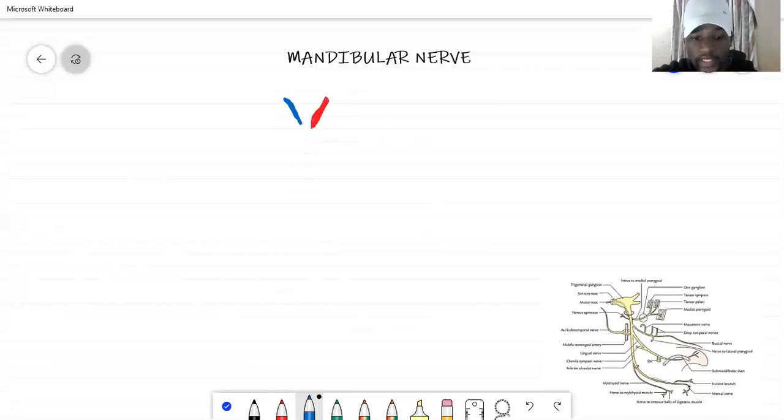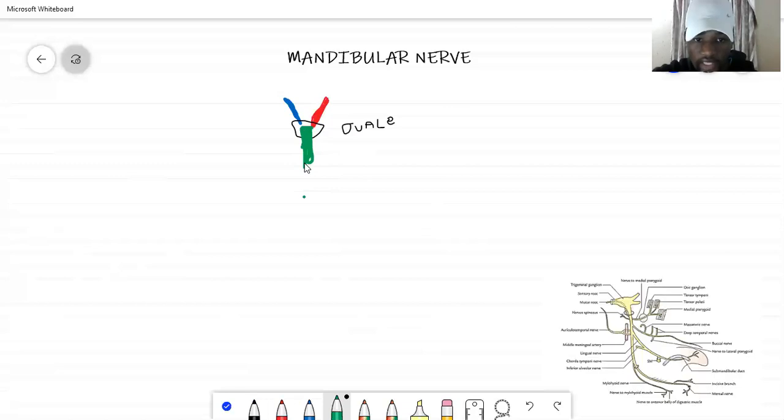And then what will happen is that they will enter the foramen ovale. Then after entering the foramen ovale, they will join to form the trunk, right? So let me draw that trunk in green. So they will join to form the trunk. So it will look something like this. This would be your trunk.